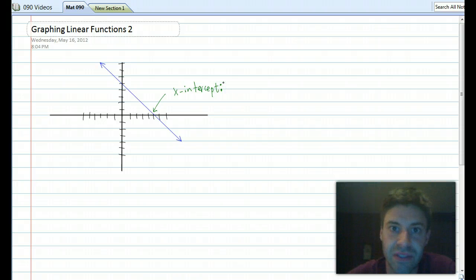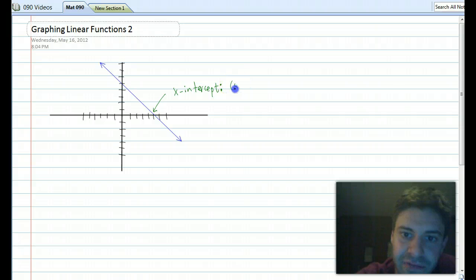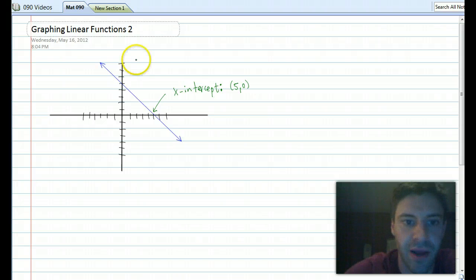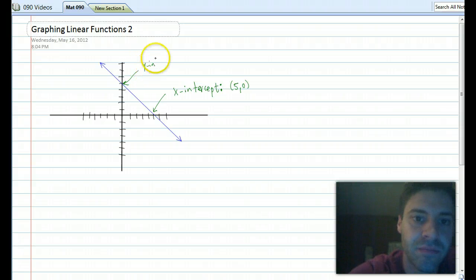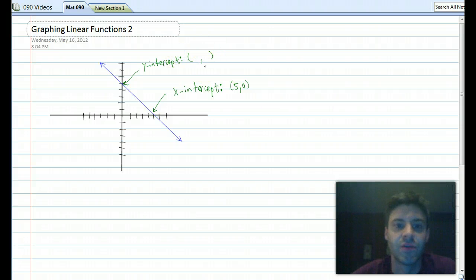And what is the x-intercept in this case? It's the point right here, which, if you go back to the last video, or if you just look at the picture, is (5, 0). We also have a y-intercept for our graph. The point where a graph crosses the y-axis is called the y-intercept. And the y-intercept on this graph is going to be (0, 5).